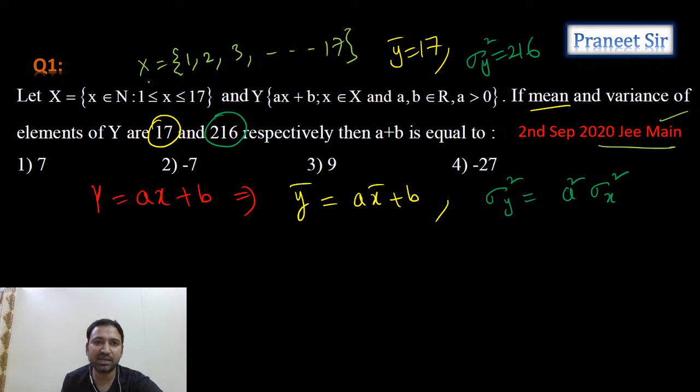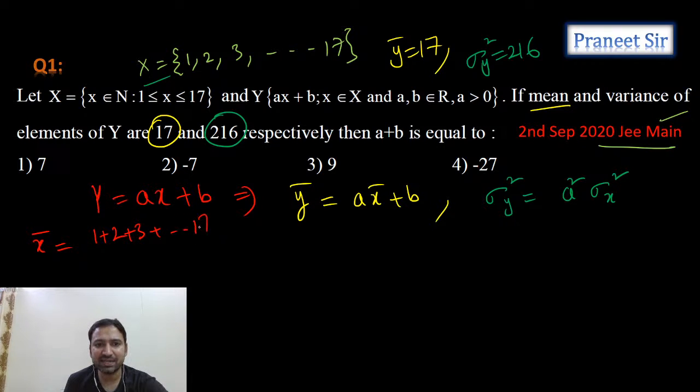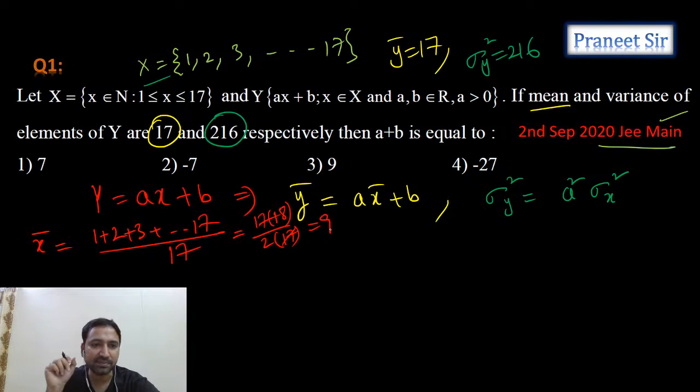To calculate the mean of X, it's very simple, guys. Mean is nothing but the average of all the elements. So first let's calculate X bar here. X bar is equal to the sum of the elements, 1 plus 2 plus 3 and so on up to 17, divided by the total number of elements, which is 17. So how much are we getting here? This is the sum of the first 17 natural numbers. We have the formula n into n plus 1 by 2, and divided by 17. So 17 gets cancelled and we get 9. So the mean of X we are getting is 9.